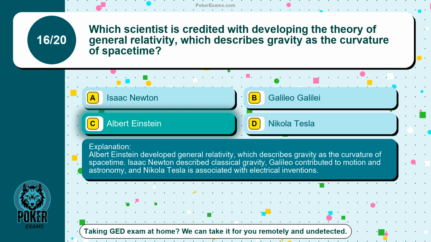Albert Einstein developed general relativity, which describes gravity as the curvature of space-time. Isaac Newton described classical gravity, Galileo contributed to motion and astronomy, and Nikola Tesla is associated with electrical inventions.